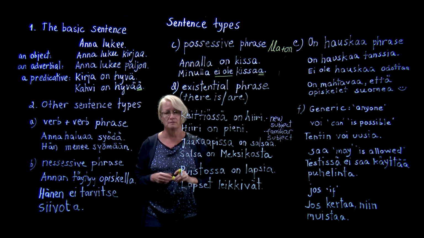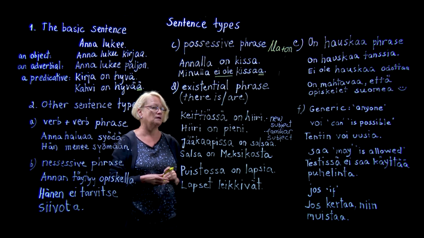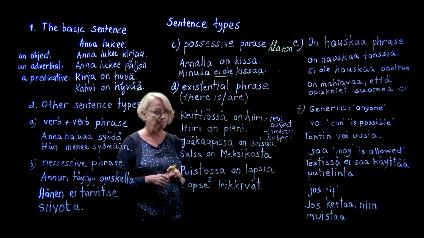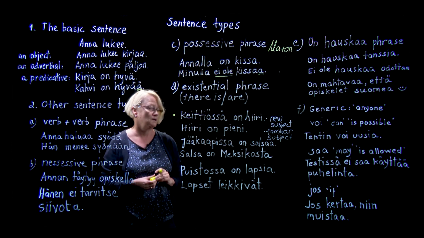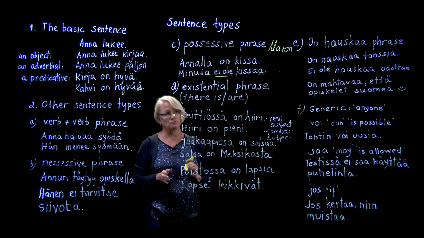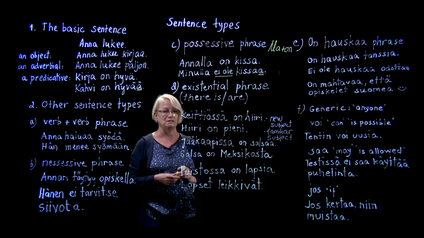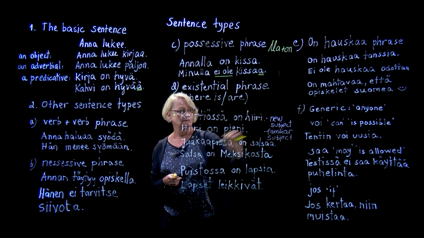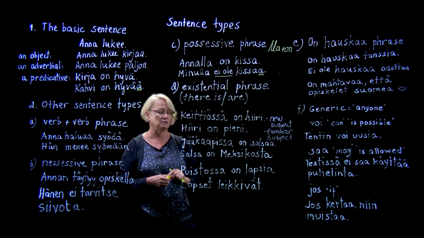Existential phrase. There are structure. Okei, keittiössä on hiiri. Hiiri on pieni. Now, existential structure introduces a new subject and a location. So this hiiri here is a new subject. Keittiössä on hiiri. There is a mouse in the kitchen.